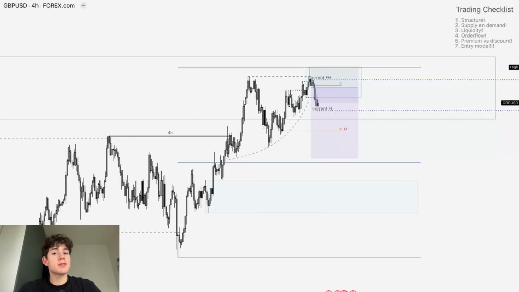So let's see if this trade plays out next week. I wouldn't care if it hits stop loss or take profit. I just followed my plan and I don't care about the outcome.